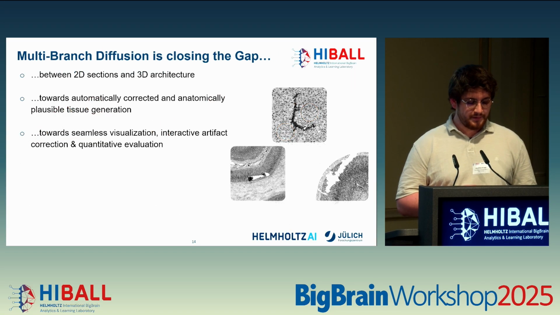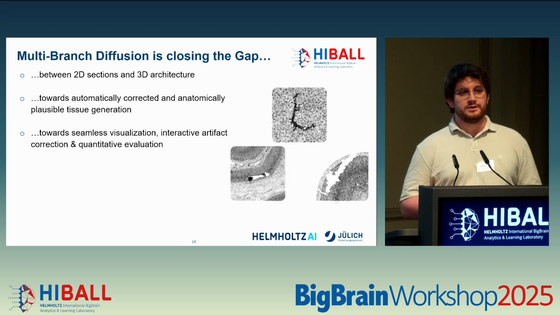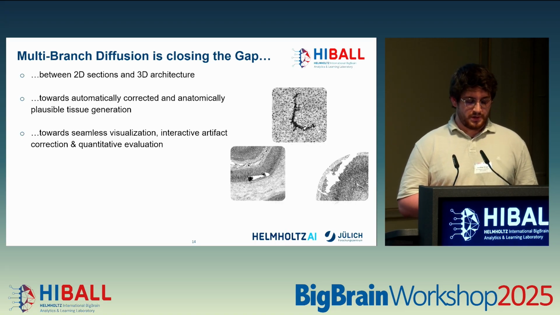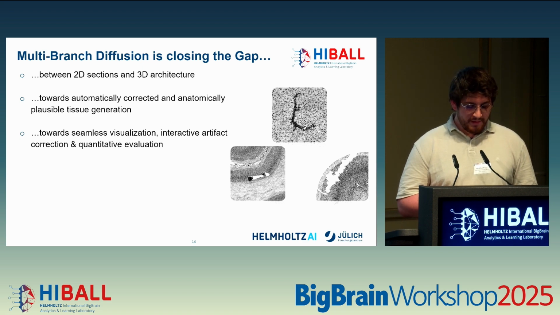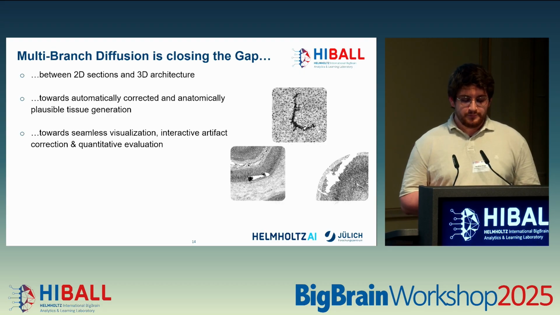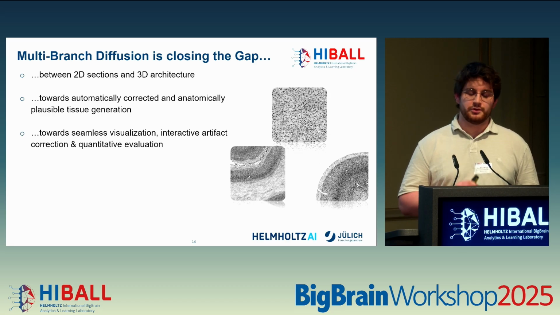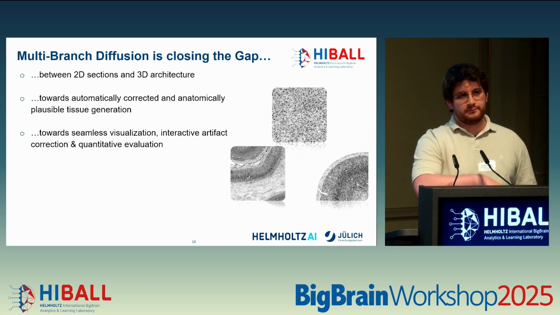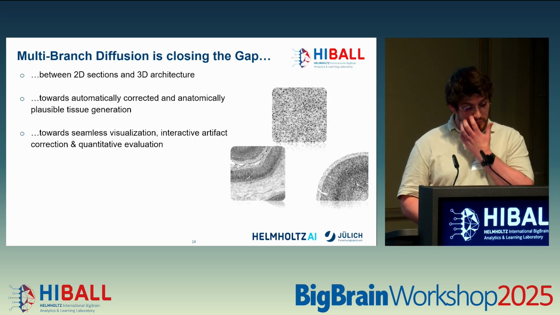Yeah, with that, we can say that multi-branch diffusion is closing the gap between 2D sections and actual 3D architecture, and it's moving towards automatic and very plausible tissue generation. The last point here is closing the gap towards seamless visualization, because we can just press a button and show either the original artifact version or the corrected version, so everybody can choose what they want to see and which they want to work with.